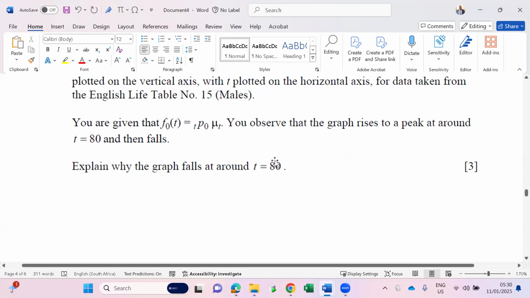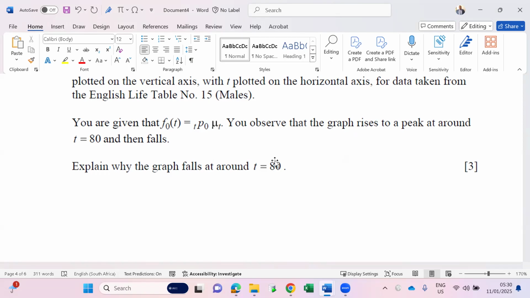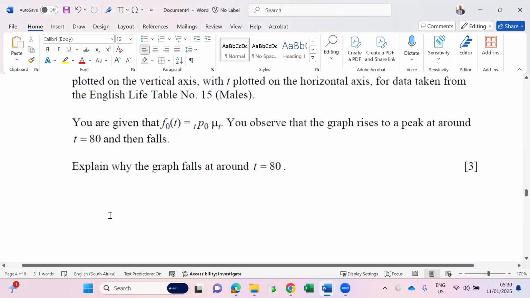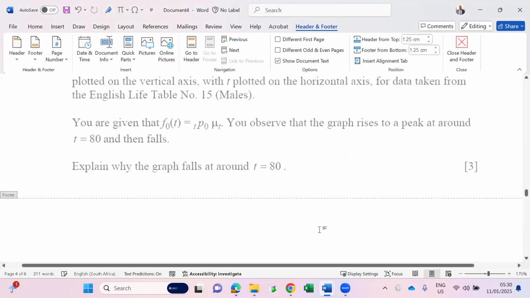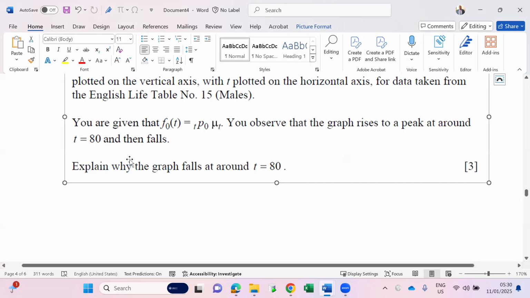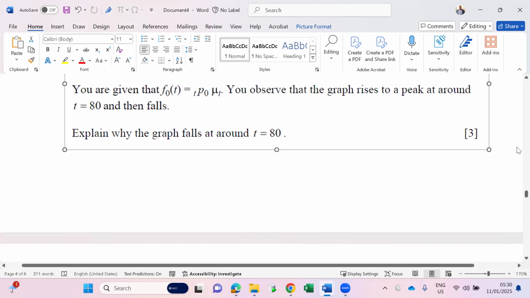So you just need to focus on the fall. The graph looks like a normal distribution, but there's a hump at inception, then it normalizes, then there's an accident hump, then it goes up from your mid ages, and then it goes down. So you just need to explain why it goes down. And so as t increases, the force of mortality increases, right? So that's your first line.